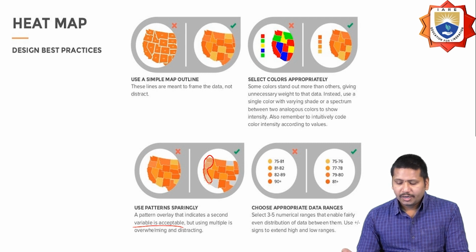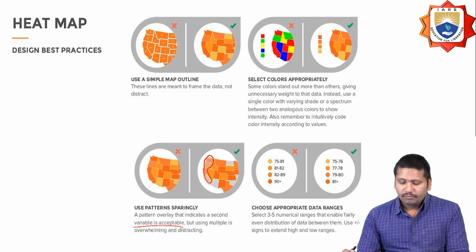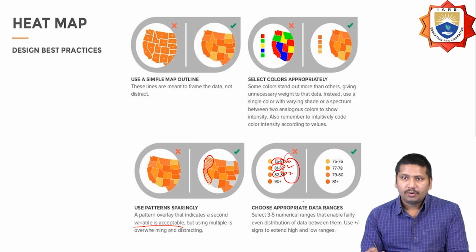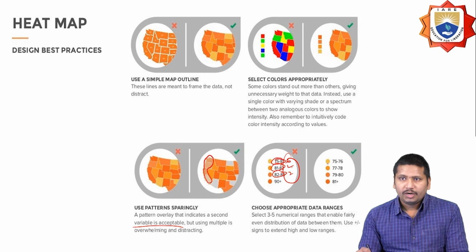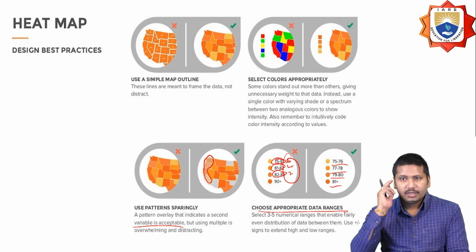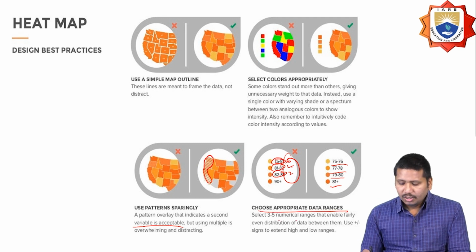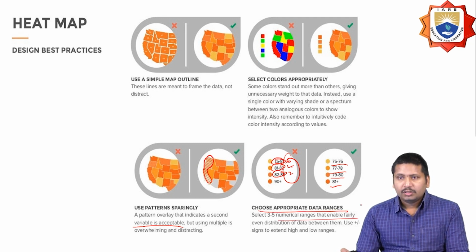And choose appropriate data ranges. Not 75 to 86 and 82, and then 7. The ranges are different here. Don't use that. Choose only appropriate ranges, such as 75 to 77, 77 to 78, 78 to 80, and 80 plus. Choose the appropriate data ranges. These will be the data range values.